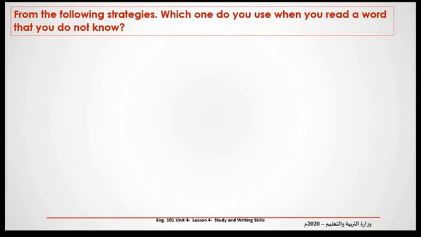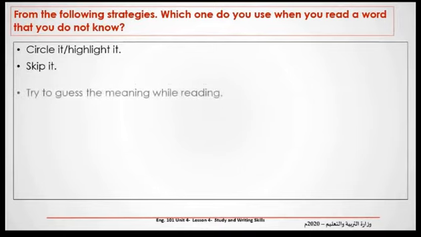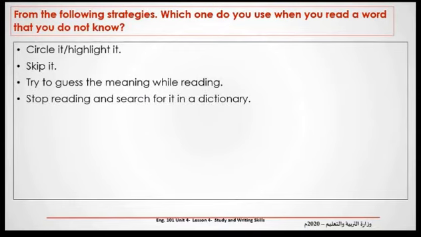Okay, so let's look now at this slide. From the following strategies, which one do you use when you read a word that you do not know? Let's look at some of these strategies. Circle it, highlight it, skip it, try to guess the meaning while reading, stop reading and search for it in a dictionary.